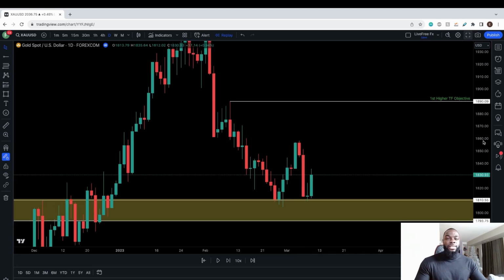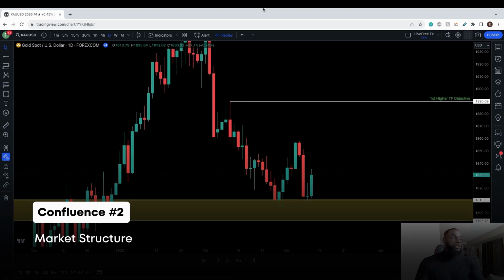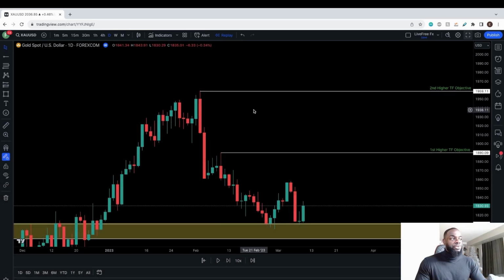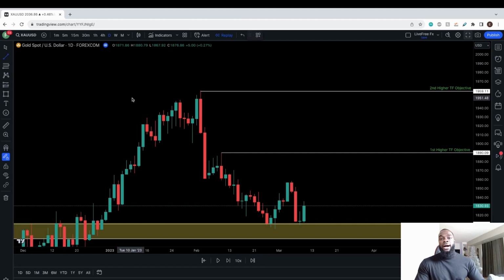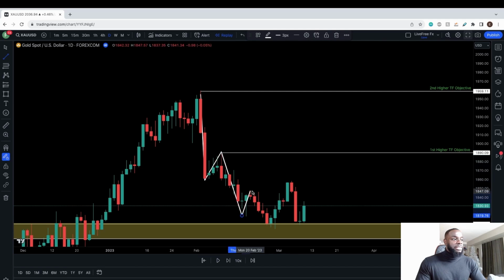Another confluence that you want to use as well is market structure. Paying attention to the market structure is critical. So when buyers are in the market, they're making higher highs and higher lows. And when sellers come into the market, we start to get the change in market structure. We start to see price creating lower lows and lower highs. And when sellers hit a key level, right, we can now see a change in the overall market dynamic.